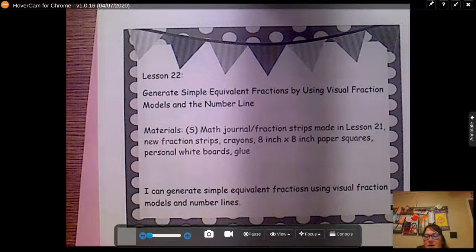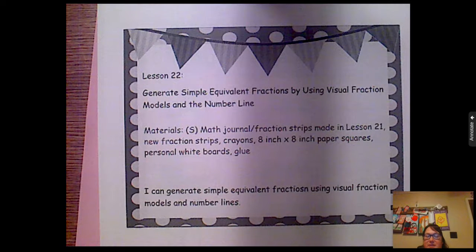Third graders, we are here today to work on some more fractions. We are getting really good at our fractions, and we're going to continue on today working with equivalent fractions, which, if you remember, equivalent means equal. So our lesson today is lesson 22.